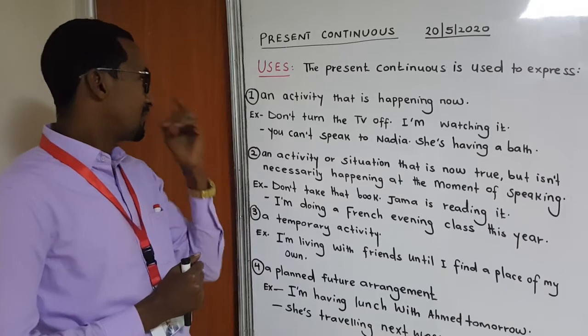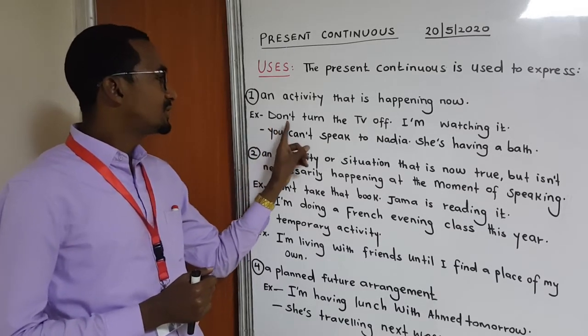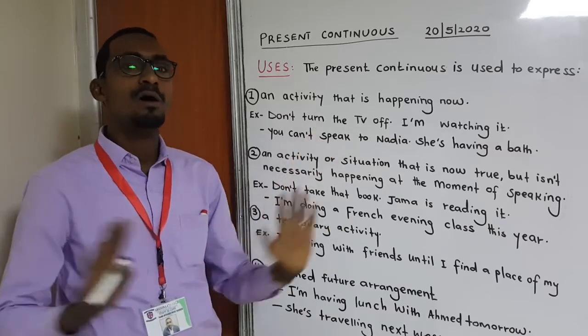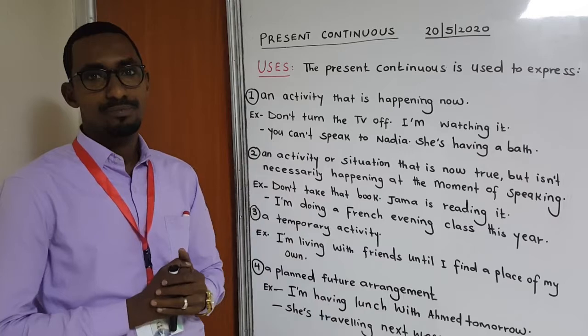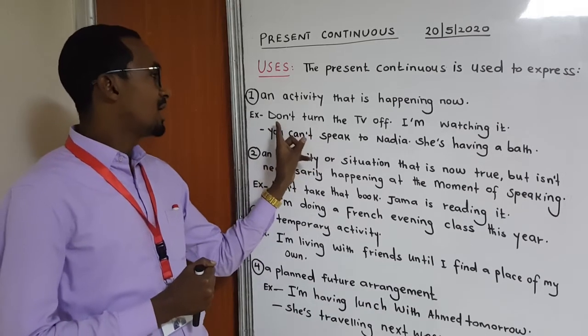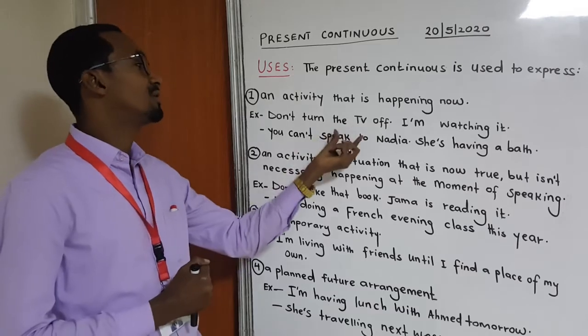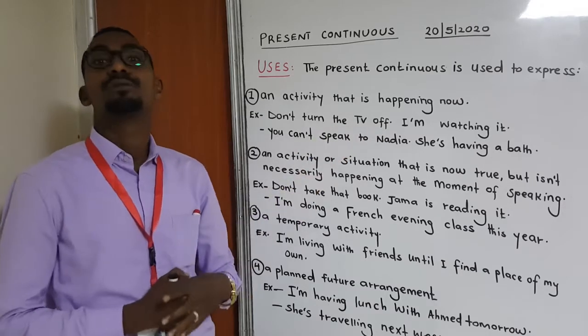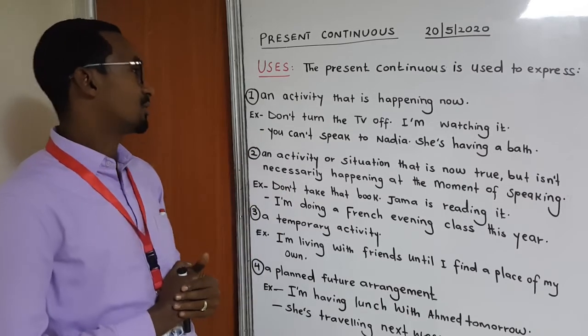For example, look at these 2 examples. Don't turn the TV off. You can also say don't turn off the TV. This one we call a separable phrasal verb. We will learn that one later on.